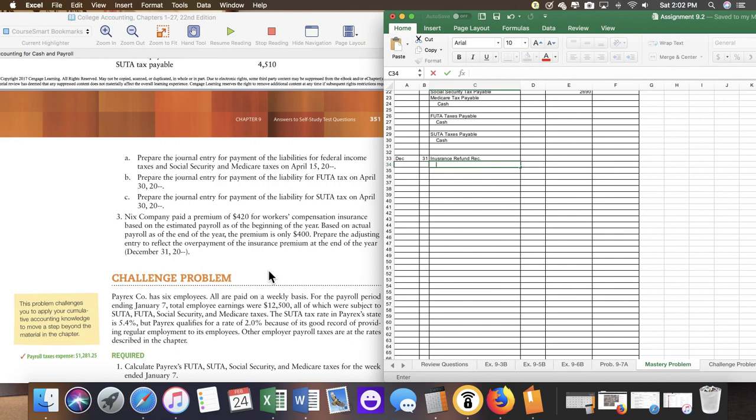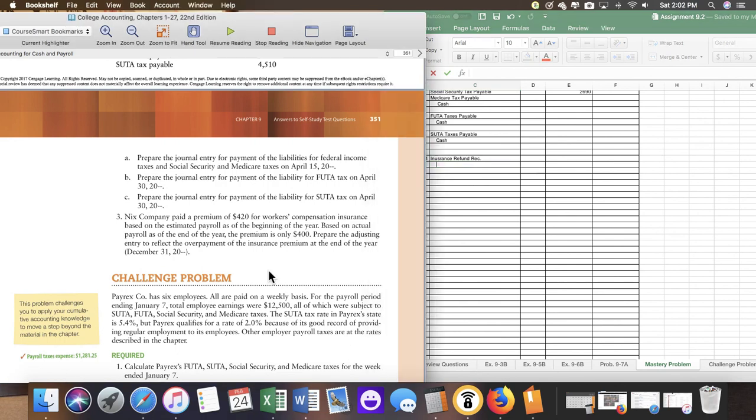And then to calculate the amount, we paid $420, it was only $400, so calculate the amount of the refund. And so that is all that you would do for the mastery problem. If you have any questions on it, let me know.